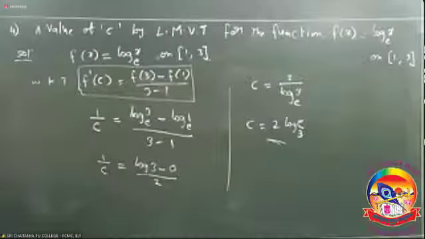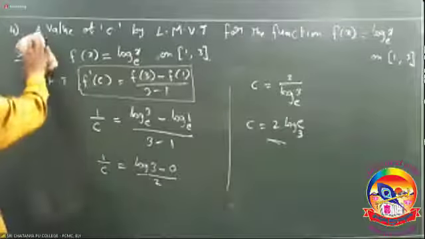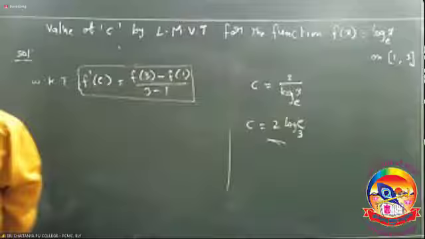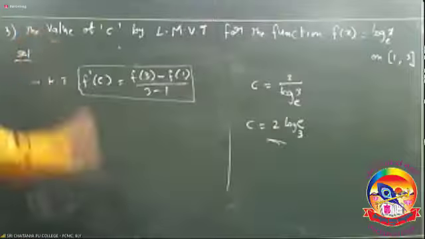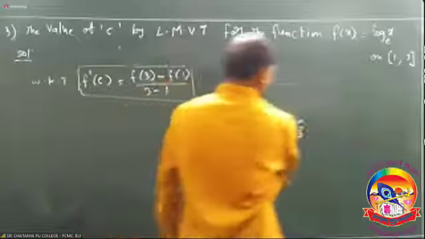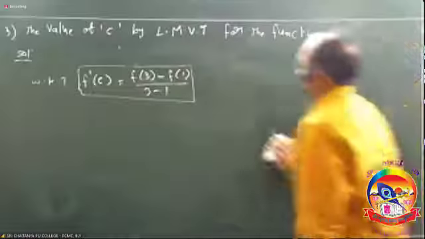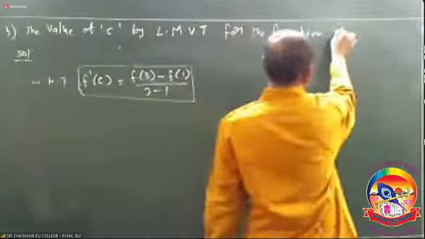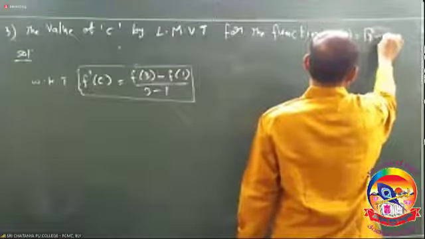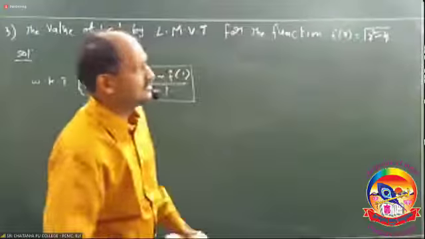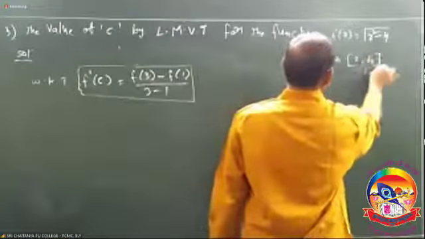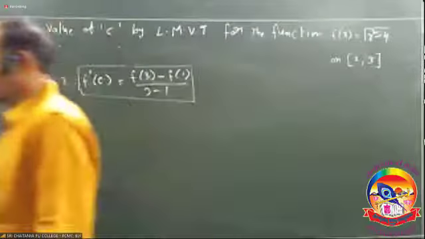Right. Next question. Fifth question. Find the value of C by Lagrange's mean value theorem for the function f of x equal to under root of x square minus 4 on the interval 2, 3.